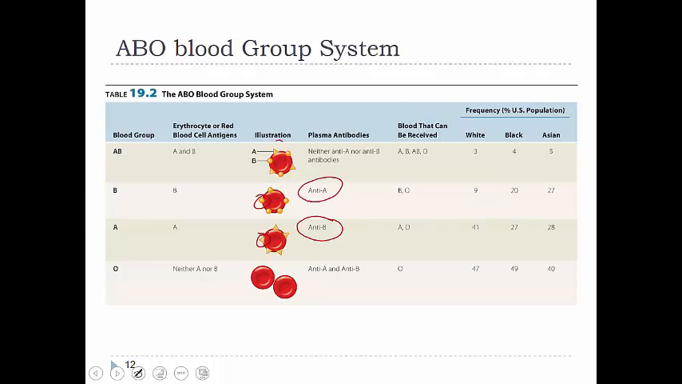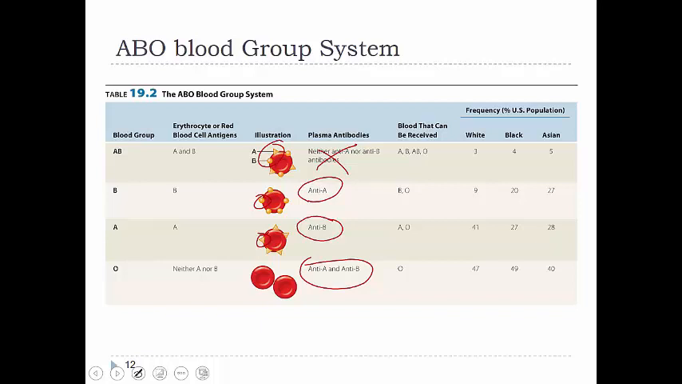If you're AB, you make both of those names on the outside of the cell and you do not produce any antibodies. If you're O, you have nothing on the outside of your cells, you don't have a name, and you produce the antibodies against A and B. So if I give someone who is blood type A blood type B cells, their immune system will destroy every one of those cells because they make anti-B. Same thing if you're B: if I give you A, same story. If you're O, I can't give you anything but blood type O. And of course, if you're AB, you can take everything.